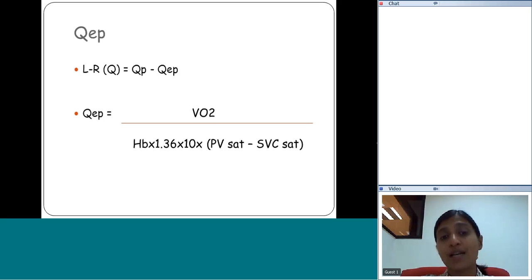So the QEP, or Q effective pulmonary blood flow, is actually the portion of pulmonary blood flow that actually gets oxygenated in the lungs. So you can see that the left to right shunt is QP minus QEP. QP is the total pulmonary blood flow. Say in the presence of a left to right shunt, the total pulmonary blood flow minus the QEP is actually the portion that requires to be oxygenated. The rest of it is your ineffective left to right shunt. Okay.